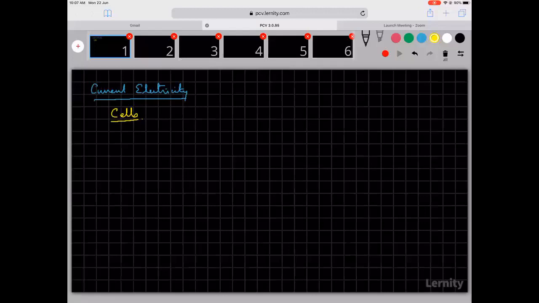So basically a cell is a device that maintains a potential difference. Say for example, suppose typically this is a cell that you have. Suppose I take a container. In the container I have copper sulfate. Okay, so suppose I dip a zinc rod.